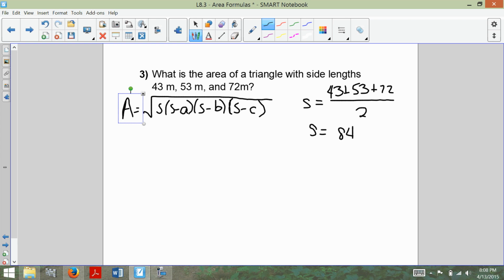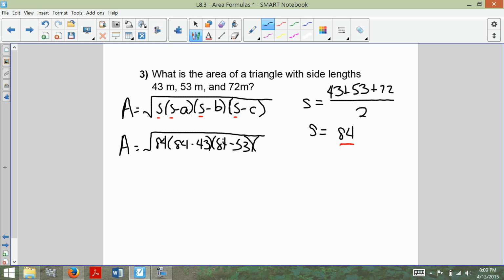So now I can plug that in. The 84 is going to go in the 4 places where s goes. And then a, b, and c, again, are the 3 original sides of the triangle. So we can go ahead and plug all of those in. So 84 times 84 minus 43 times 84 minus 53 times 84 minus 72. Make sure all of that's under the radical, and then we can simplify, and we'll do that in a couple of steps just to make our lives a little bit easier.